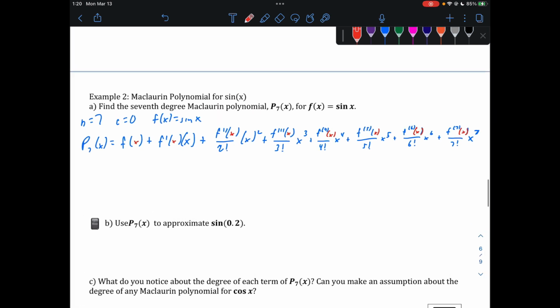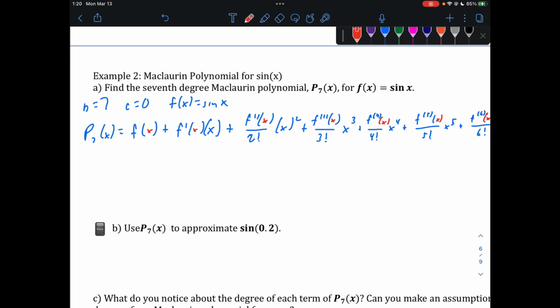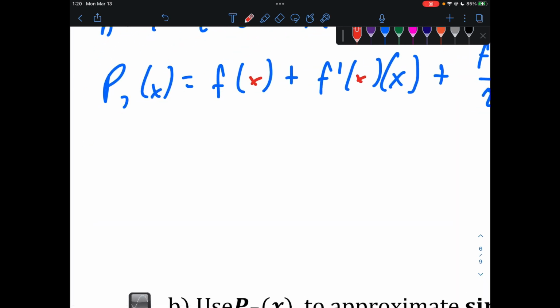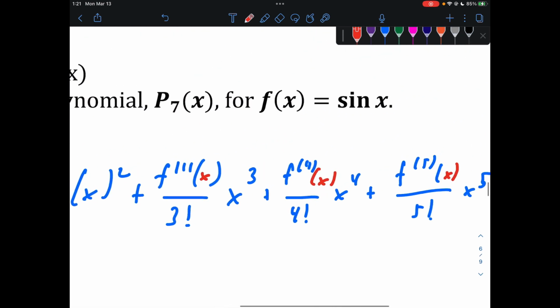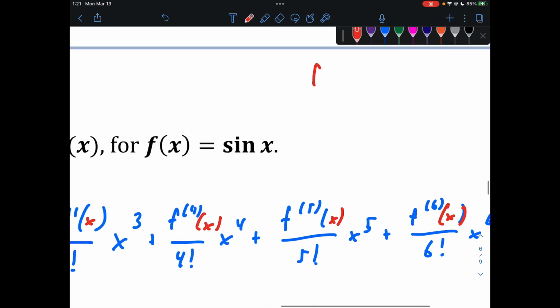Okay, so now we're going to put 0 in everywhere we see an x. And what that's going to do is create lots of different pieces to our polynomial here. So we're going to do f of 0, which is sine of 0, which is 0, plus the first derivative at 0. So let's take our first derivative over here, f prime of x equals cosine of x. I'm going to take the first 4 derivatives, so we have those ready to go.